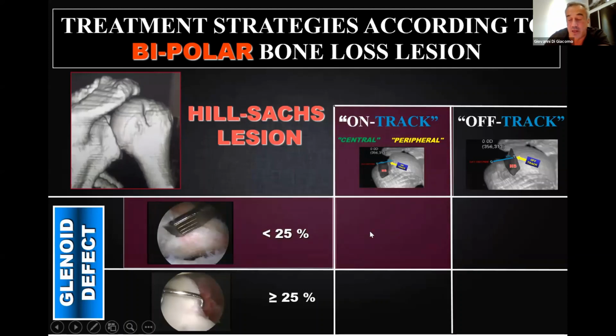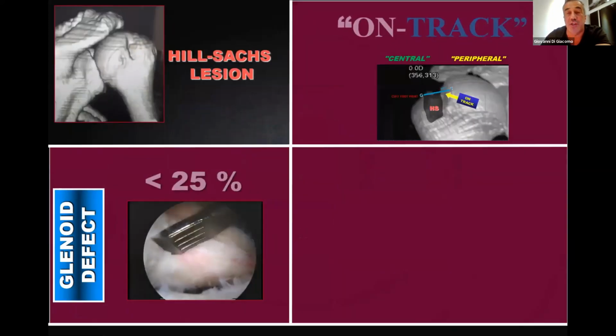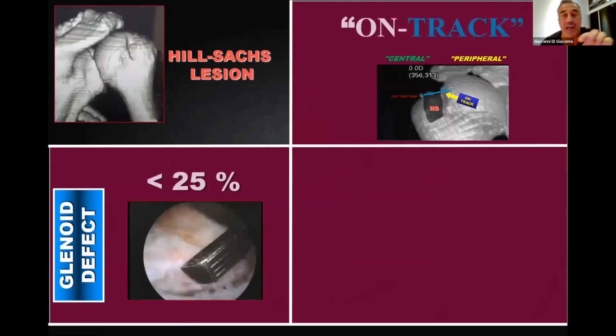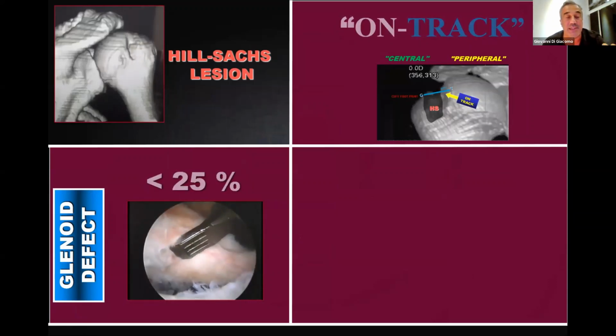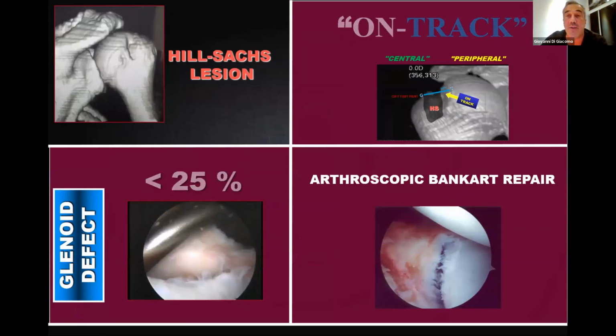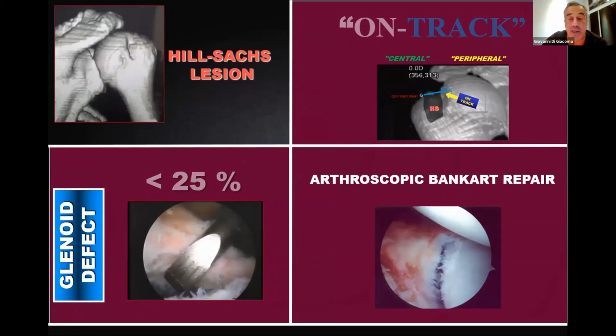of glenoid bone loss. And if you give a look to the literature, the main advice in these patients that have no dangerous Hill-Sachs lesion, the Hill-Sachs is small, is very lateral, is an on-track lesion, and you have a glenoid bone loss that is less than 25%, in this patient, you are advised to do a Bankart repair. But I did a magnification of this group of patients that is huge.